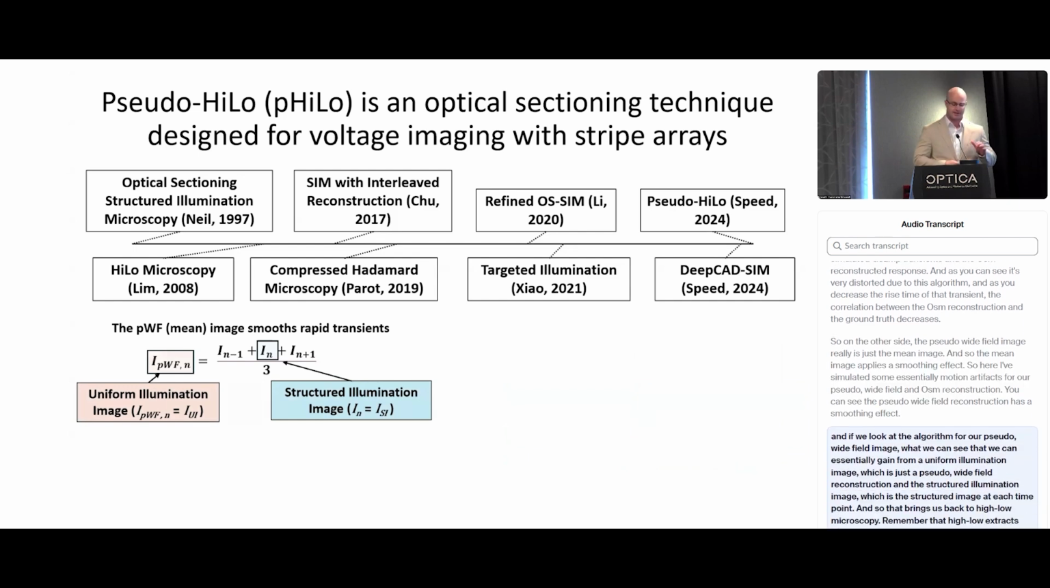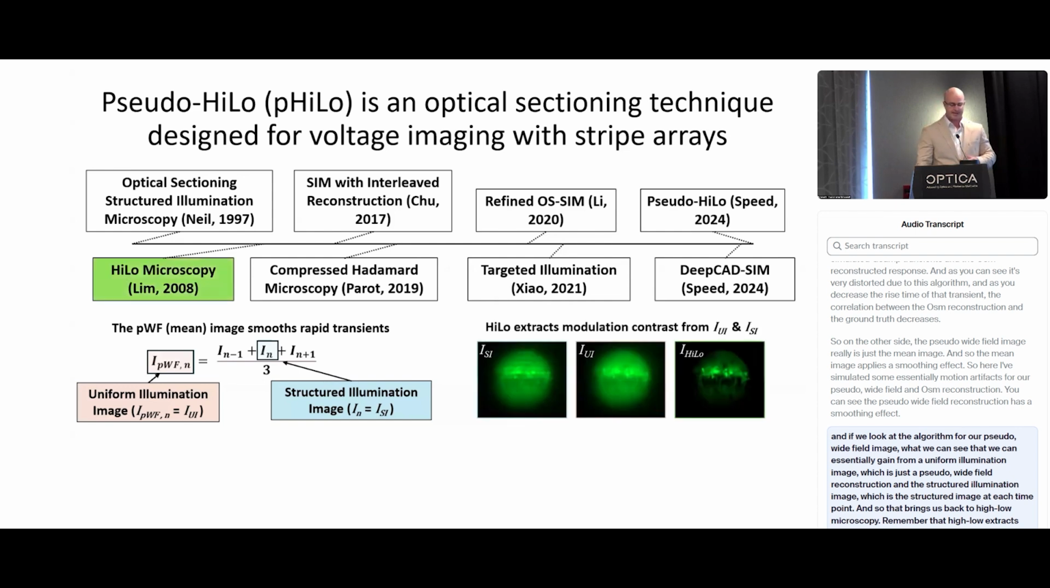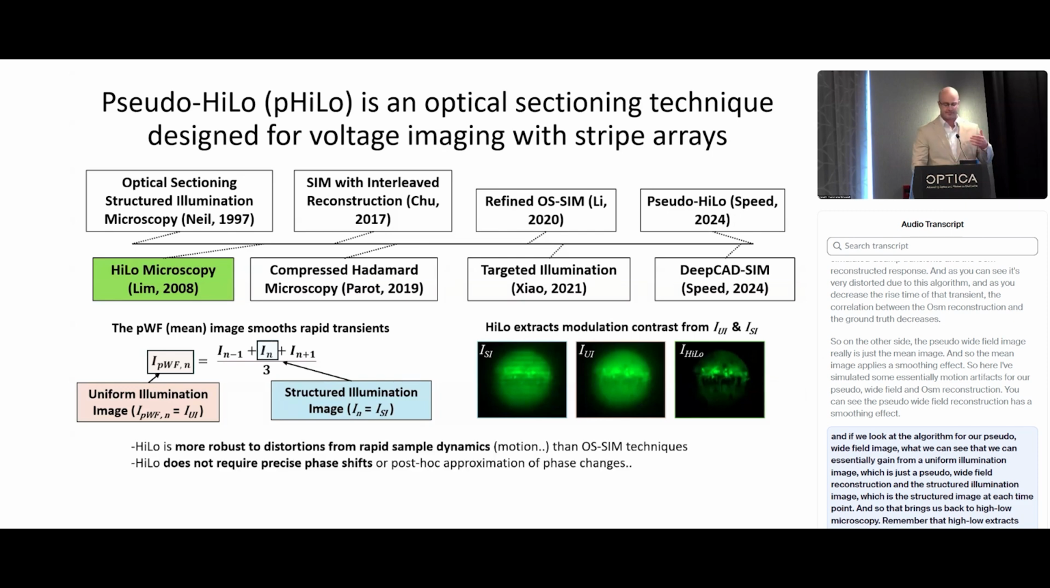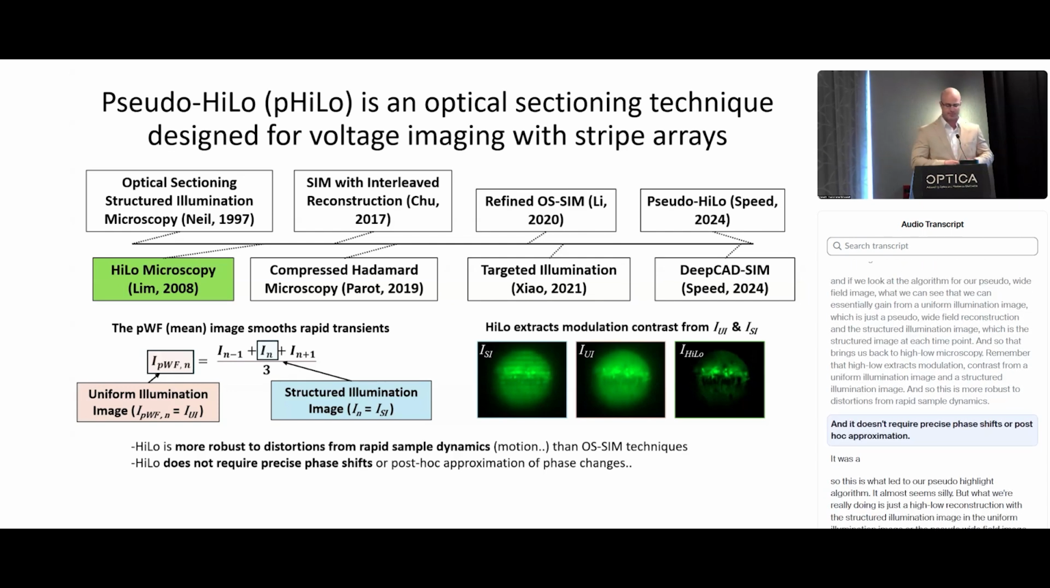If we look at the algorithm for our pseudo wide field image, we can see that we gain from it a uniform illumination image, which is just the pseudo wide field reconstruction, and the structured illumination image, which is the structured image at each time point. That brings us back to HiLo microscopy. Remember that HiLo extracts modulation contrast from a uniform illumination image and a structured illumination image. This is more robust to distortions from rapid sample dynamics, and it doesn't require precise phase shifts or post hoc approximation.